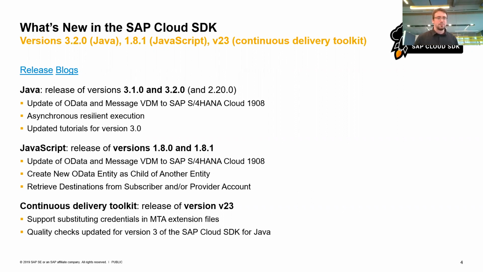So what's happened? We have had some updates to the OData and message VDM to the newest version of the SAP Cloud. And also a very big point is we added, for the latest minor patch, some cool asynchronous resilient execution. So if you execute a resilient operation, you can now also schedule it and have it run in parallel with other stuff in your application.